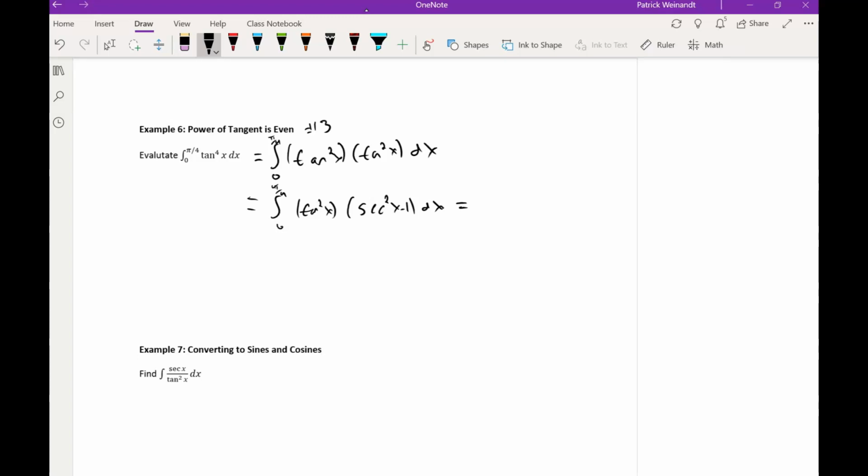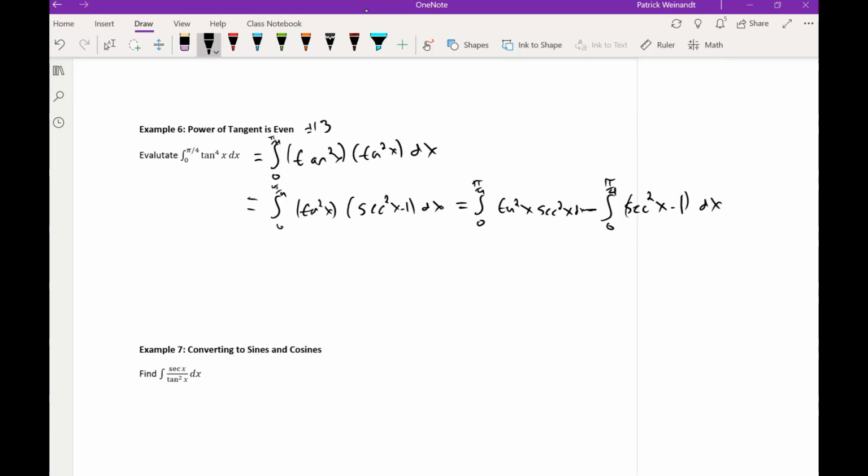This is going to equal, again, 0 to pi over 4 of, okay, now I'm going to distribute that tangent squared, so it's going to be tangent squared of x times secant squared of x, minus the integral of, and then I'm left with secant squared x minus 1. Okay, now why would I split that up? And then I get the dx at each of these.